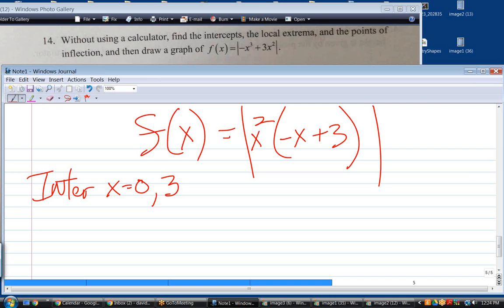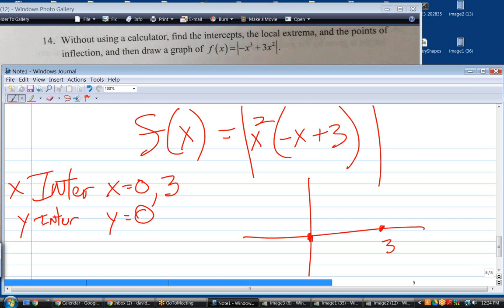We have to find y-intercepts too? Well, the y-intercept is 0. In other words, x-intercepts are when you set y equal to 0. Y-intercepts are when you set x equal to 0. In this case, when I set x equal to 0, I get 0. So this function goes through that point right there. It also goes through this point right here at 3.